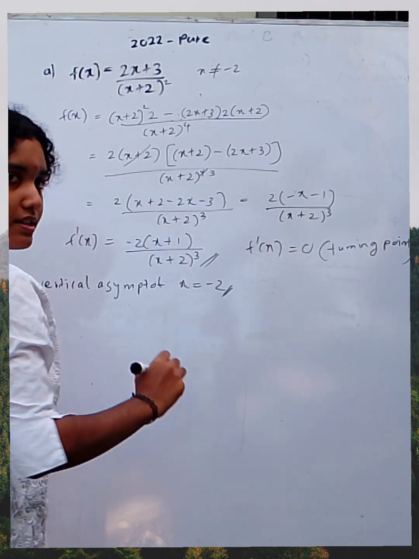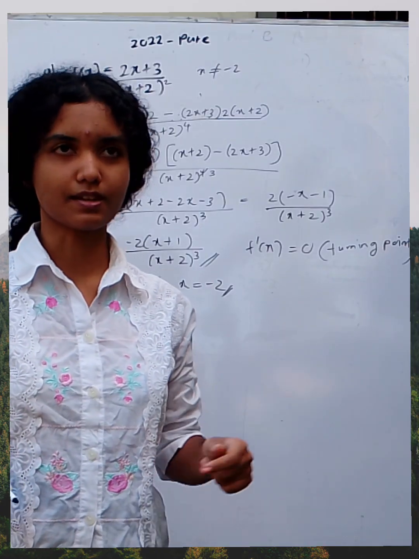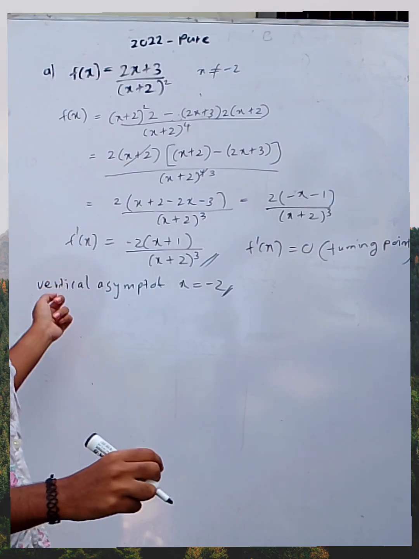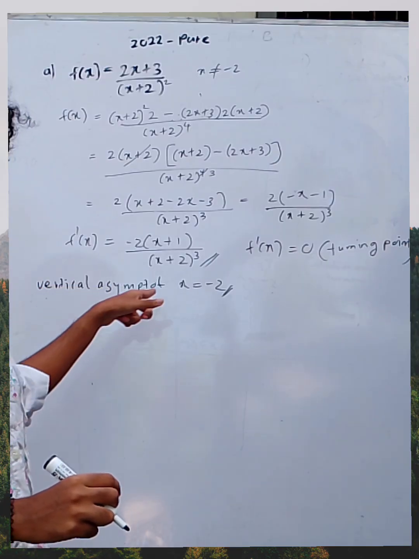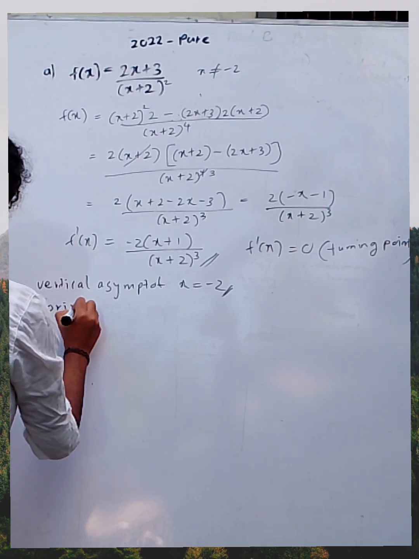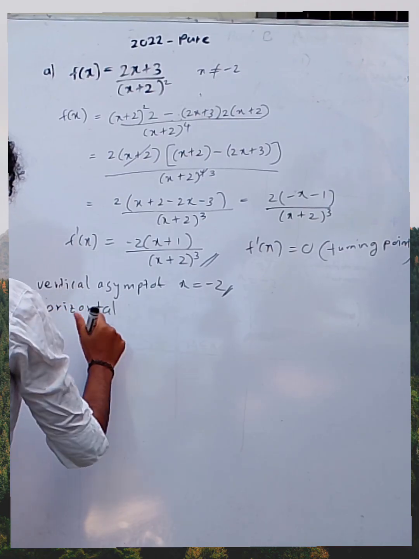And what is the horizontal asymptote? There are two types of asymptotes. One is vertical asymptote, the other is horizontal asymptote. So now I'll be writing the vertical asymptote. I wrote the vertical asymptote. Next is the horizontal asymptote. When finding the horizontal asymptote, there's something essential to be learned.